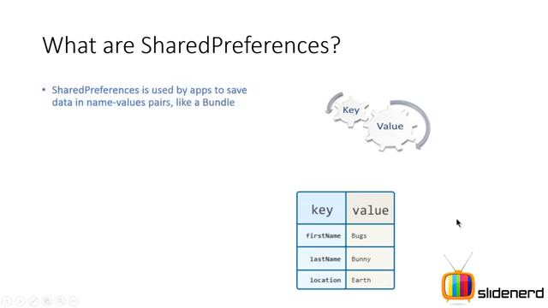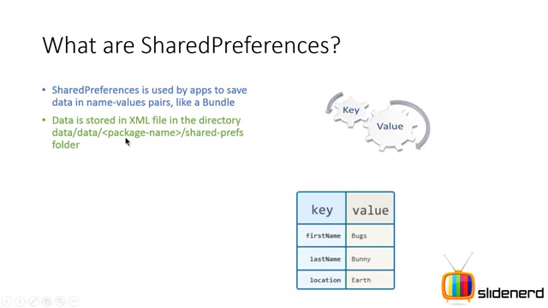So shared preferences are used to store data in key value pairs like a bundle object. The data is stored inside an XML file in the data/data/package-name/shared-prefs folder. Like I said, you don't have to worry about creating this XML file or accessing it or setting the permissions and stuff. Everything is simply done for you. And that is why this is the simplest data storage mechanism of all. Next, you can store data like username, password. We will be talking about the applications of shared preferences in just a few slides.